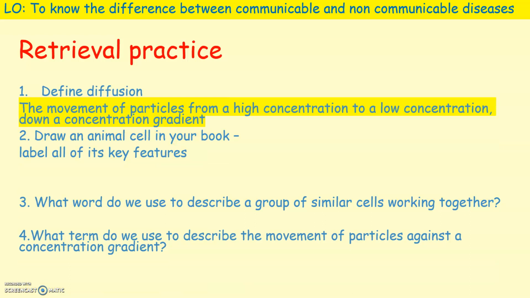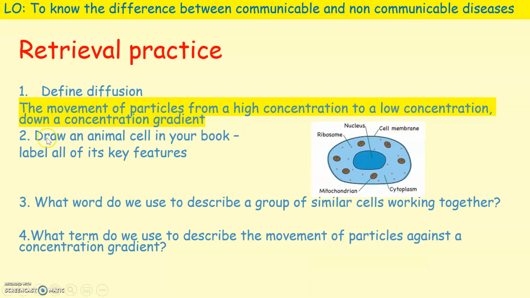Okay, so what's diffusion? Diffusion is the movement of particles from a high concentration to a low concentration down a concentration gradient. Give yourself a lovely tick if you wrote that. Well done. Okay, draw an animal cell in your book. Label all of its key features. So this is an animal cell, and you should have the nucleus, the cell membrane, the mitochondria, and the cytoplasm. Some of you would also add the ribosome.